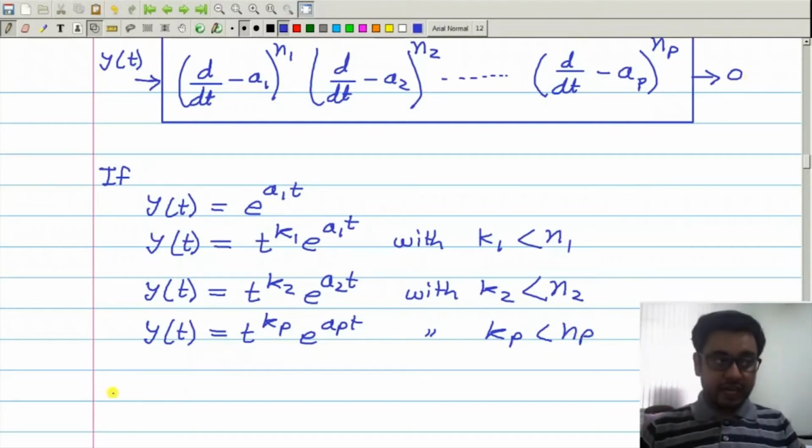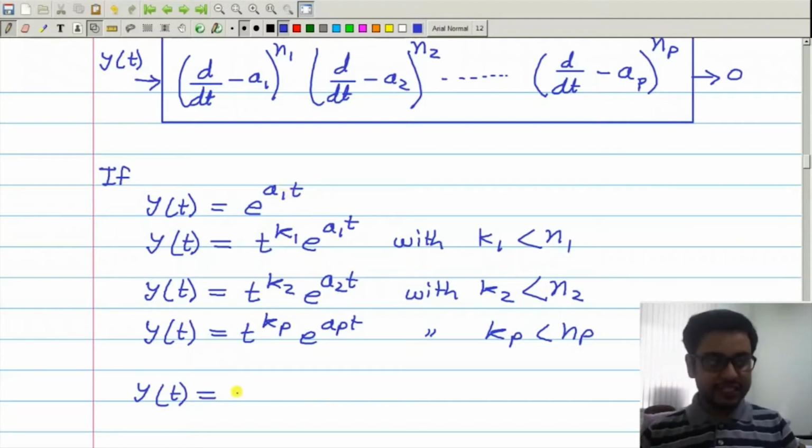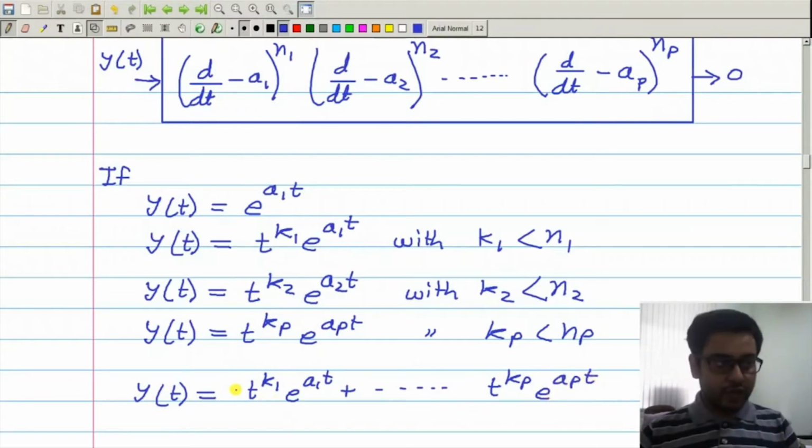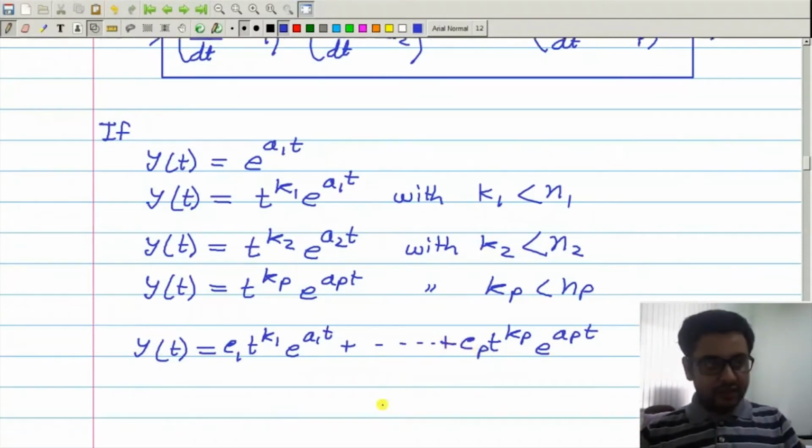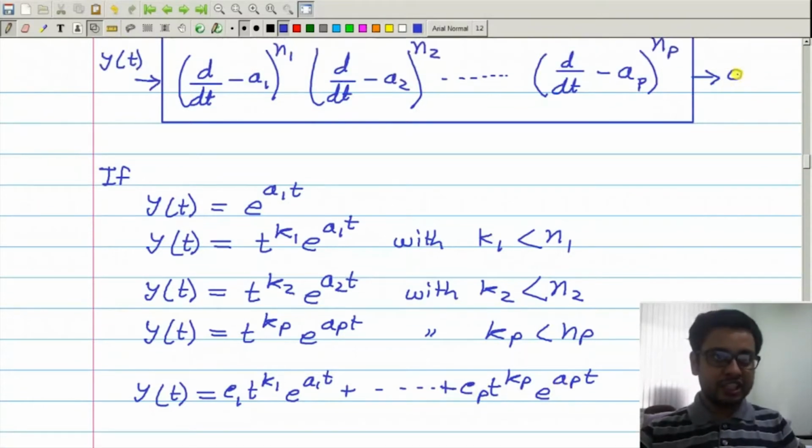And thus we can say, in general, if y(t) is a combination of all these, a sum of all these, like t to the power k1 e to the power a1t plus this term up to t to the power kp e to the power apt, you can multiply them with some constants c1 to cp, this will also result in 0. So if you take y(t) to be of any of these forms, the result of this operation is 0.